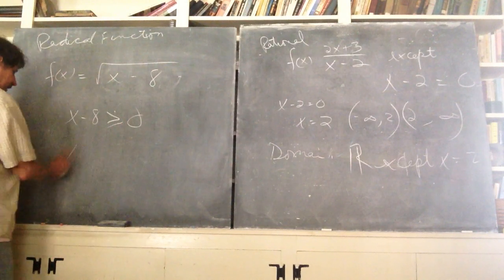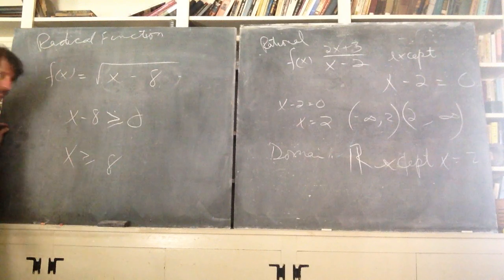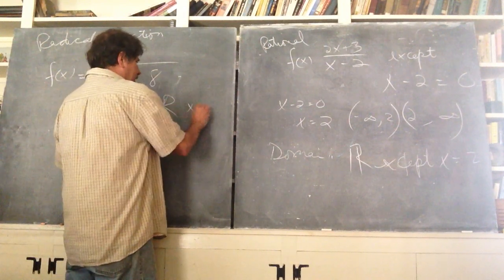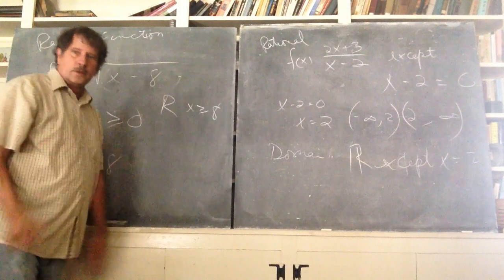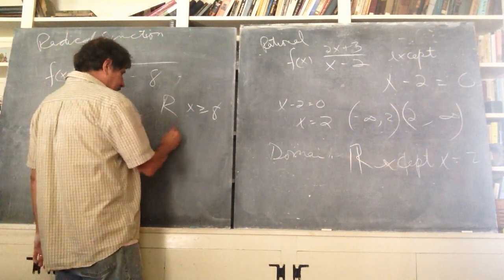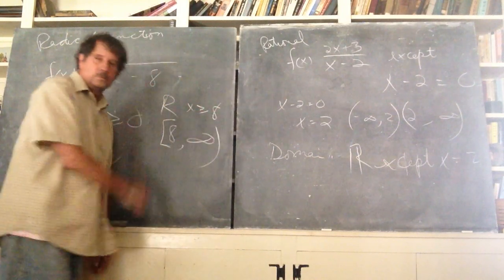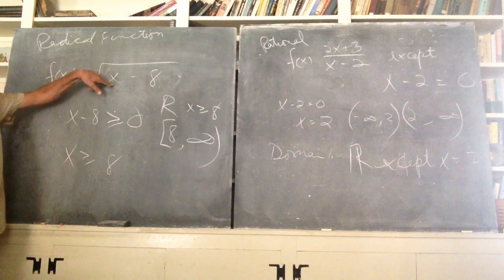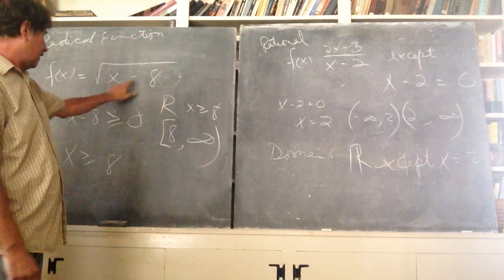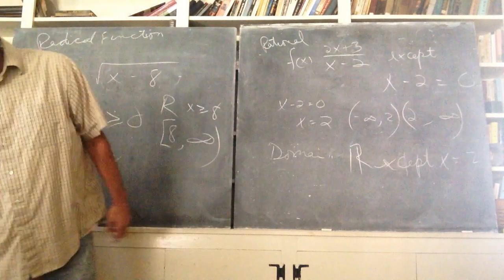And then you solve this. x is greater than or equal to 8. That's the domain. All reals, x greater than or equal to 8. You can put any big numbers in there, but you can't put anything less than 8. If you put a 6 in here, 6 minus 8 is negative 2, and the square root of negative 2 you can't do. So that's that.